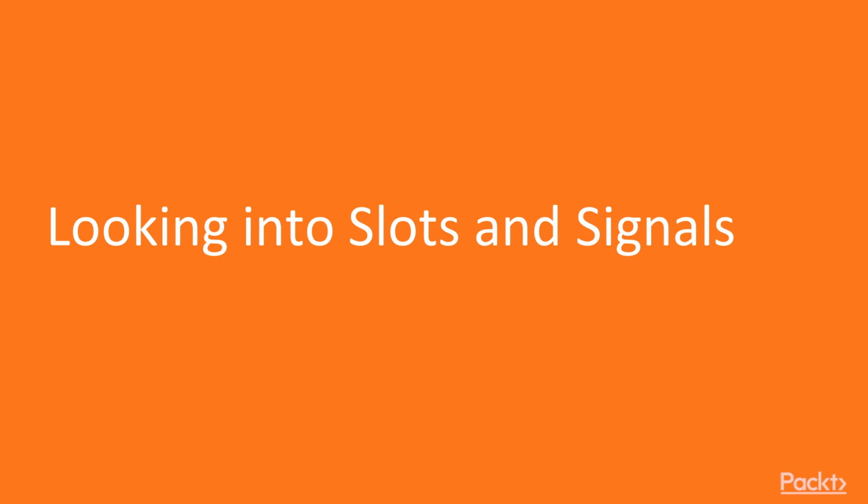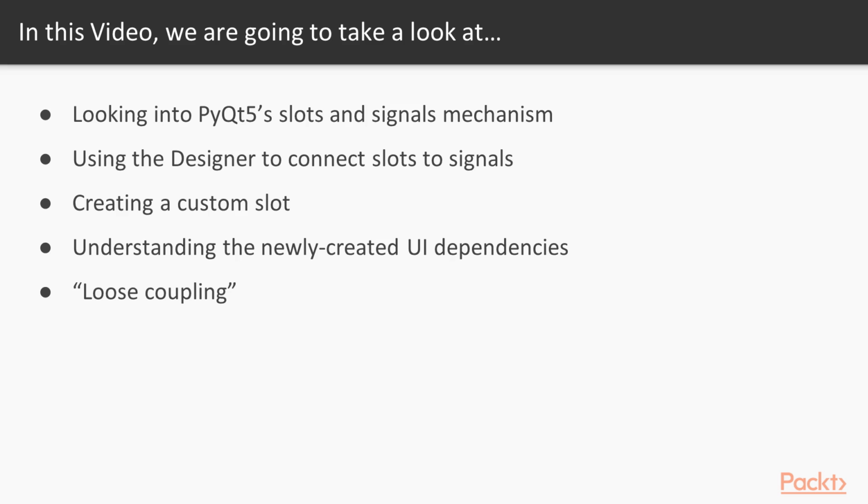In the previous video we used CSS style sheets. In this video we will be looking into PyQt5's slots and signals. We'll be using the designer to connect slots to signals, and we'll be creating a custom slot. We'll be looking into understanding the newly created UI dependencies, and one term is called loose coupling.